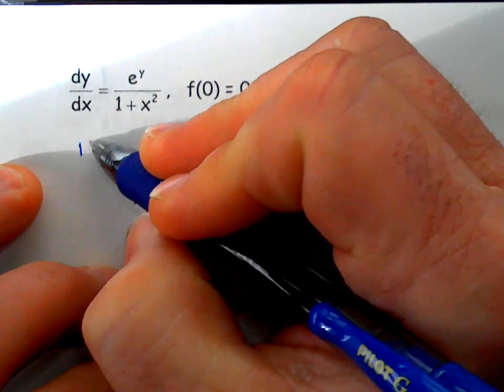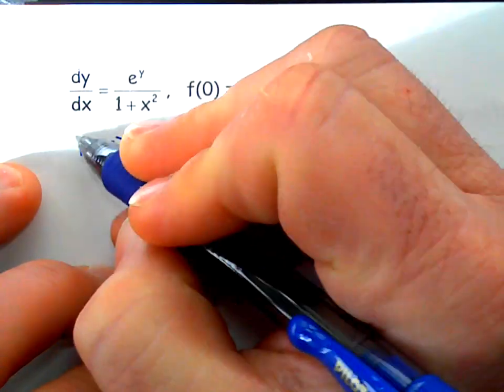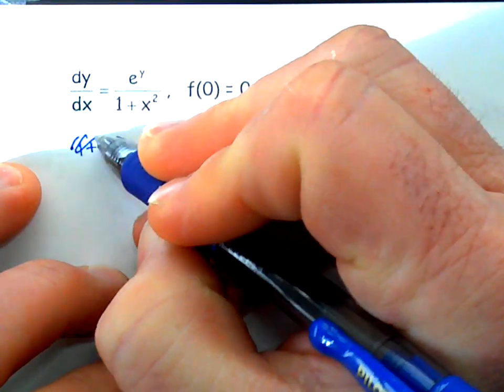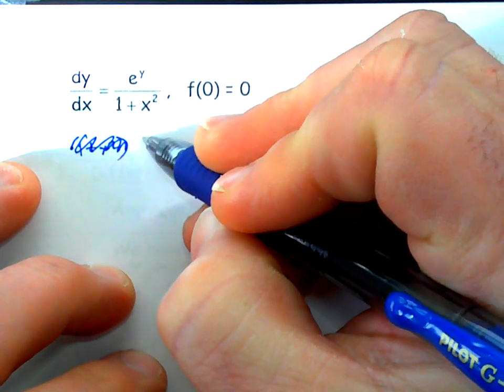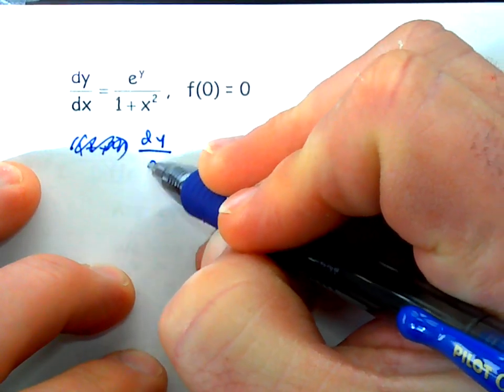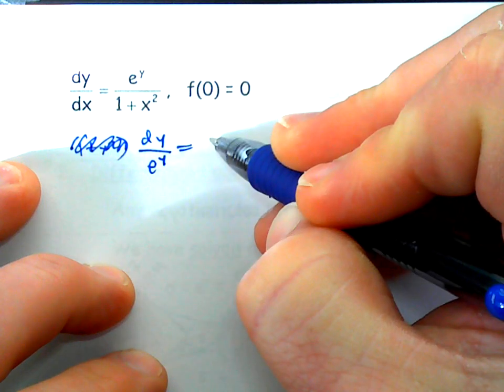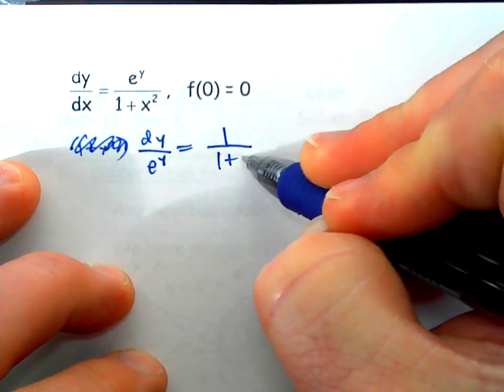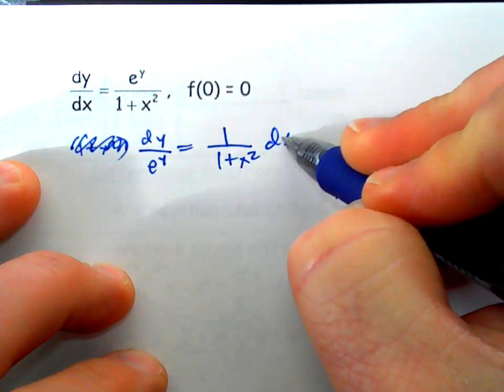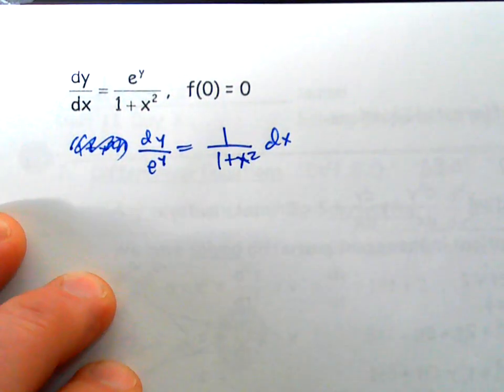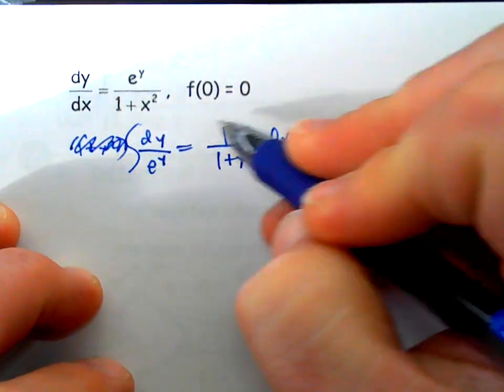So I'm separating the variables. Now this all has, oops, I messed that up. We want the y to go to the left-hand side. So it's going to be dy over e to the y. It's going to end up in the bottom. And over here, this is going to be 1 over 1 plus x squared dx. Okay. Now, we're going to integrate both sides.